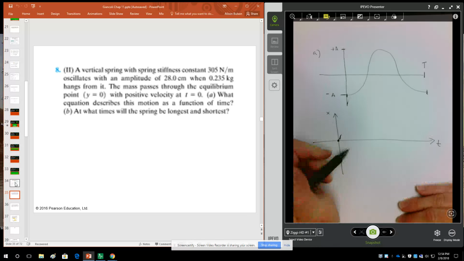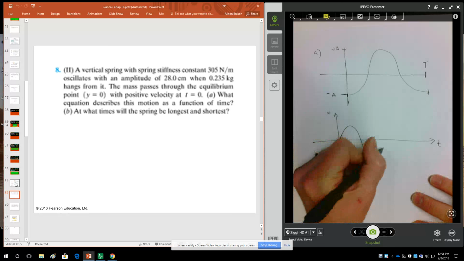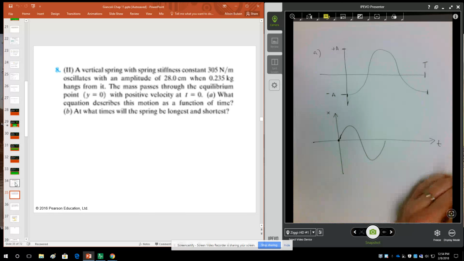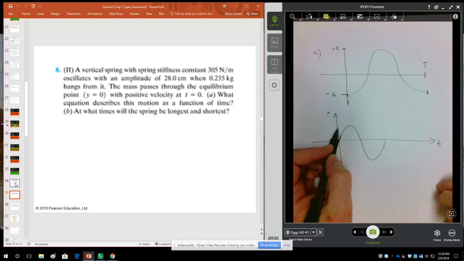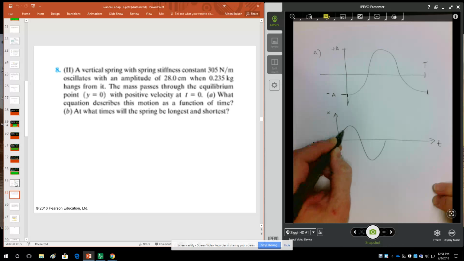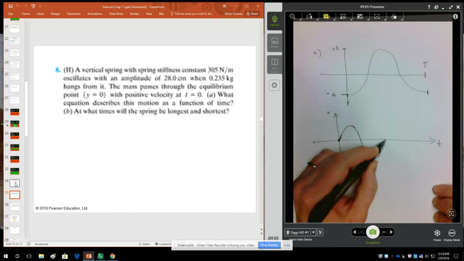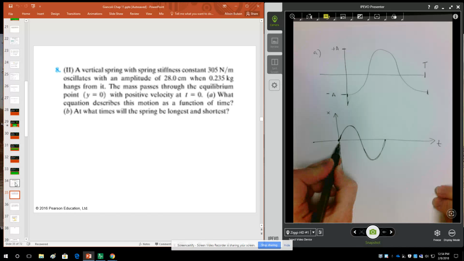So I know this is actually going to be not a cosine function, but a sine function instead. The shape of the function starting at 0, x equals 0 at t equals 0, equilibrium at t equals 0 with positive velocity tells me that I should be doing this shape right here. So we've got the shape. Now let's try to fit the numbers to it. What's A and negative A? That's our first question. Well, the amplitude is 28.0 centimeters. So that answers that, 28.0 and negative 28.0.